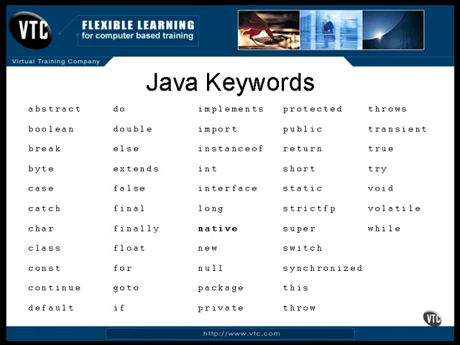The native keyword is a modifier used for a method to indicate that the method is implemented as native executable code. The most common native language is C, but native methods can be implemented in other languages as well.